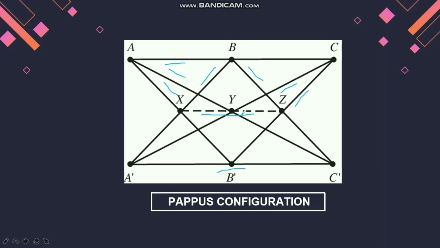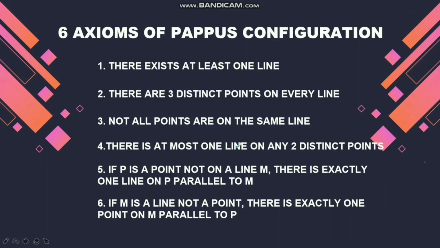The Pappus configuration has 6 axioms. Axiom number 1, there exists at least 1 line. Number 2, there are 3 distinct points on every line. Number 3, not all points are on the same line. Axiom 4, there is at most 1 line on any 2 distinct points. Number 5, if P is a point not on a line M, there is exactly 1 line on P parallel to M. And last one, if M is a line and P a point, there is exactly 1 point on M parallel to P.